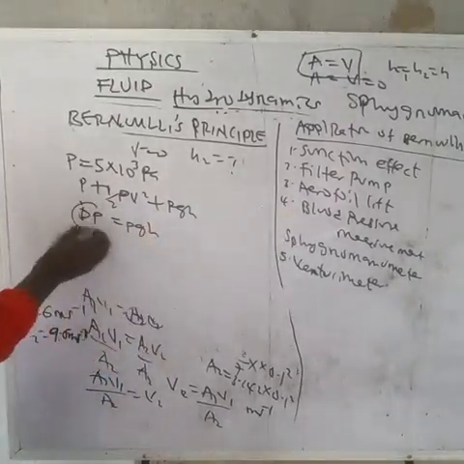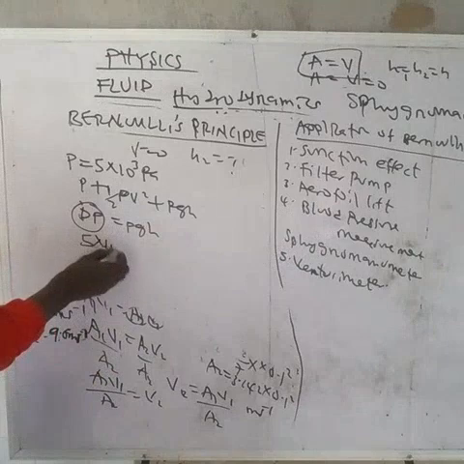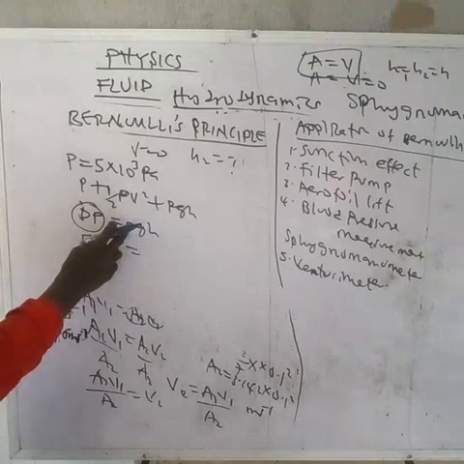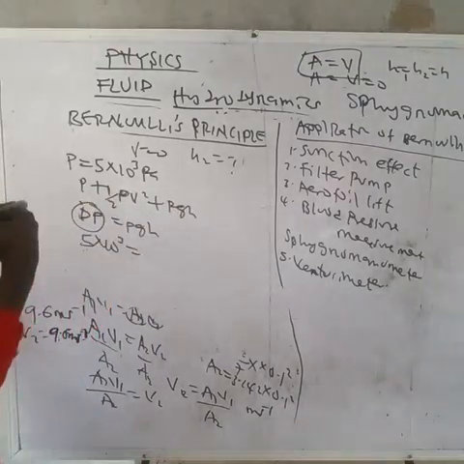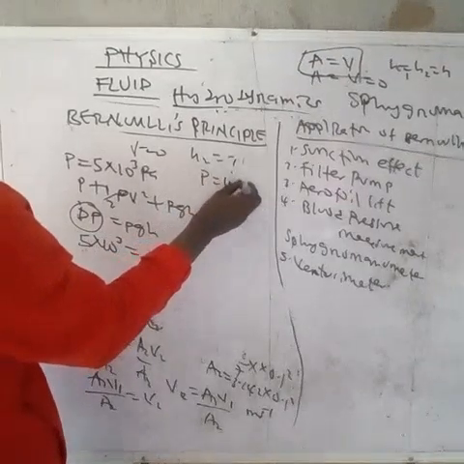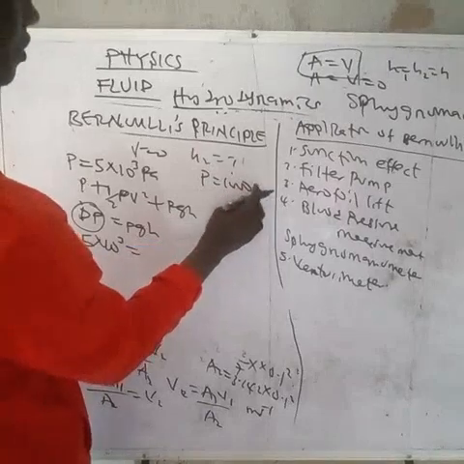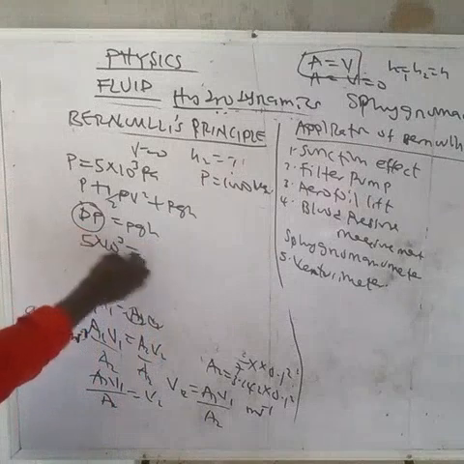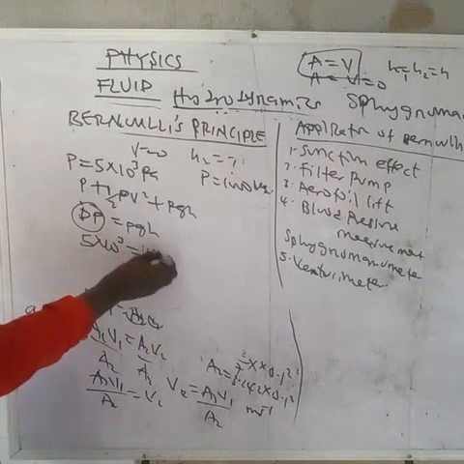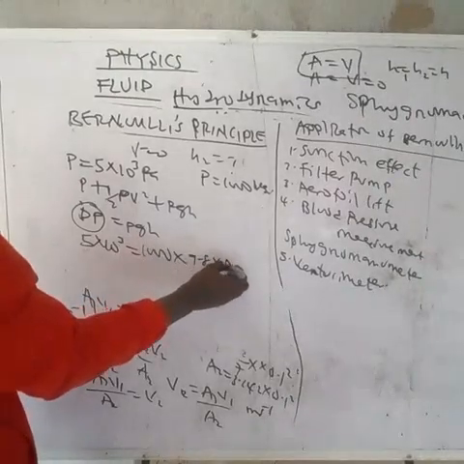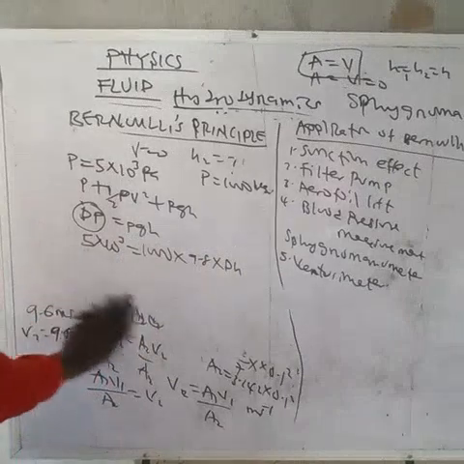So what is pressure? 5 times 10 exponential 3 Pascal is equal to rho GH. What is density? They said it is connected to a water tap, and the density of water is constant. Water is 1000 kilogram per meter cube. So 5 times 10 exponential 3 is equal to 1000 multiplied by gravity, 9.8, multiplied by the change in height you are looking for. That's the height of the object. That's how to solve it.